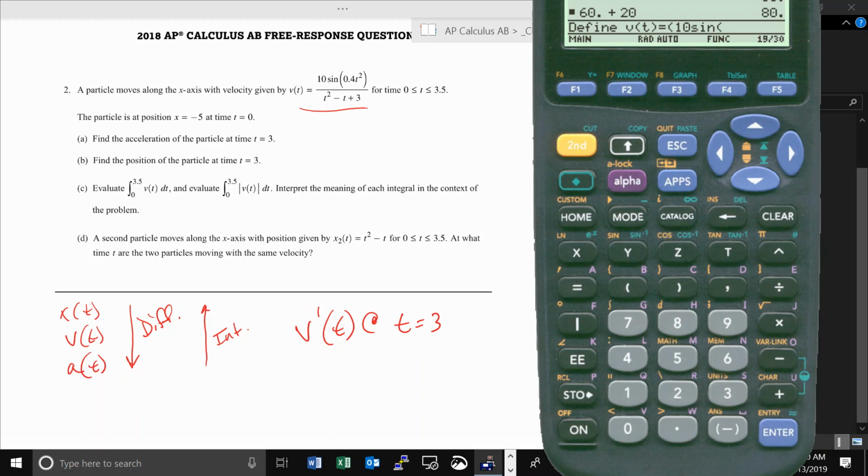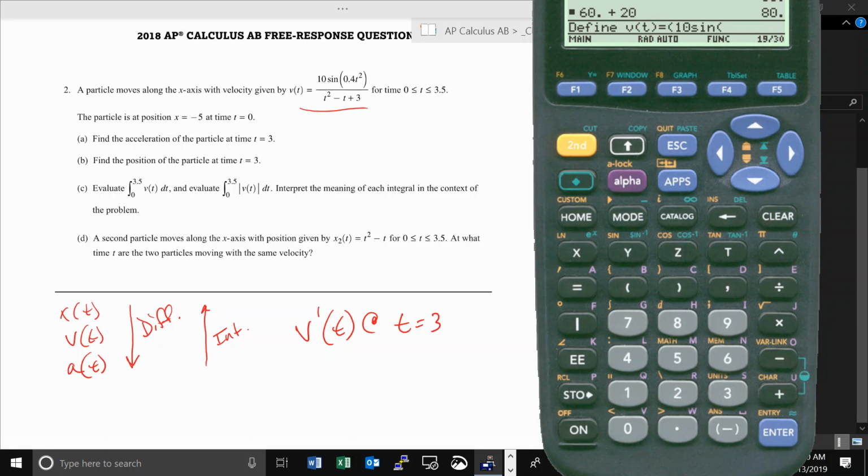Catalog, and then I think if you hit a letter, it'll jump down to the D's. Yeah, into alpha letter. Okay. So 10 sine of 0.4. Now I don't even know if this is going to work because I don't want to have to type this function in every time.